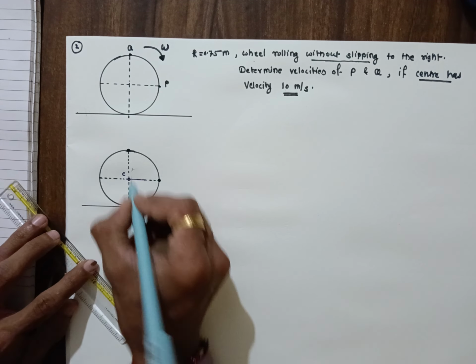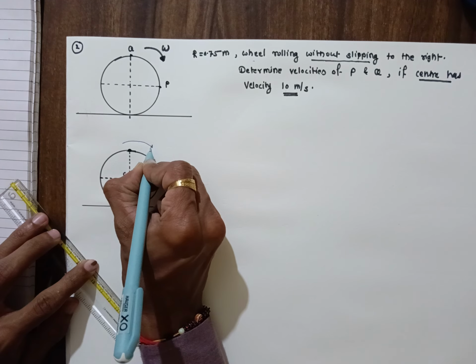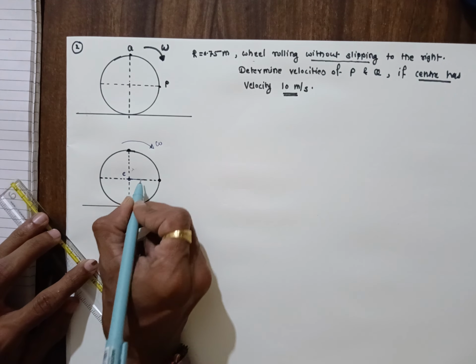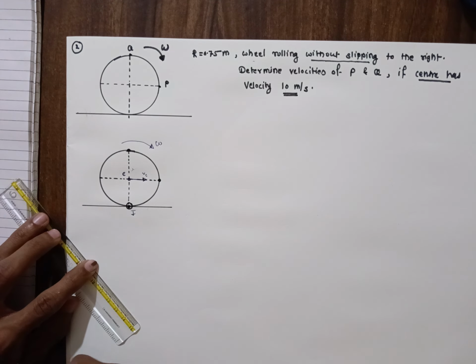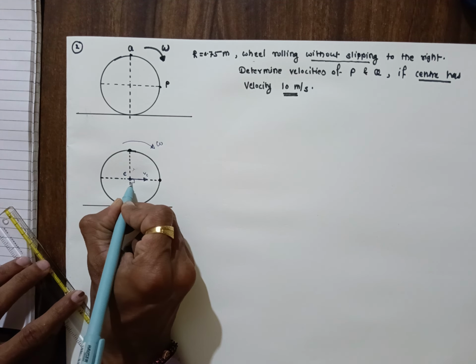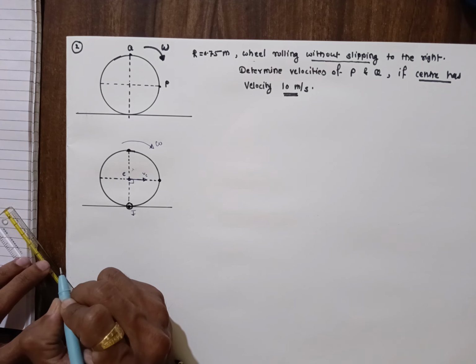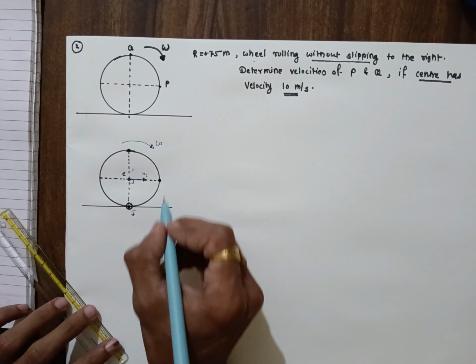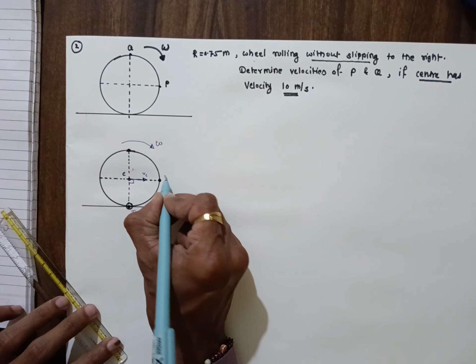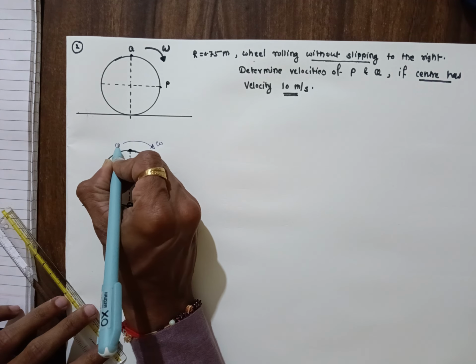and it is towards the right, because the wheel is rolling in this direction, meaning the velocity vector must be on the right side. So this is the VC, and it is perpendicular to the line CI. Next we have to find the velocity of the point P and the velocity of the point Q.